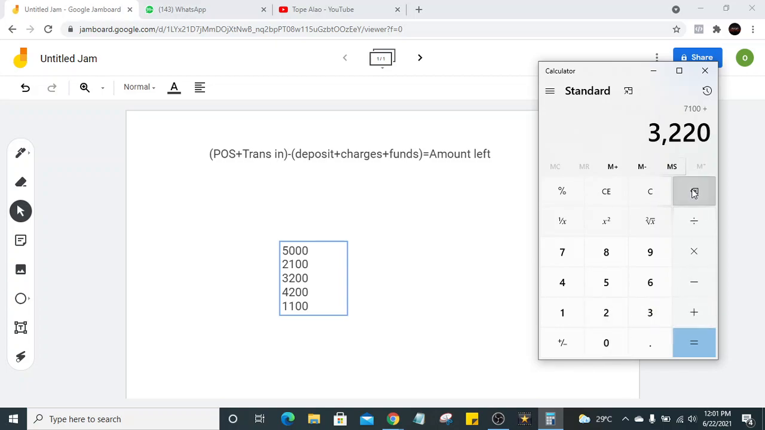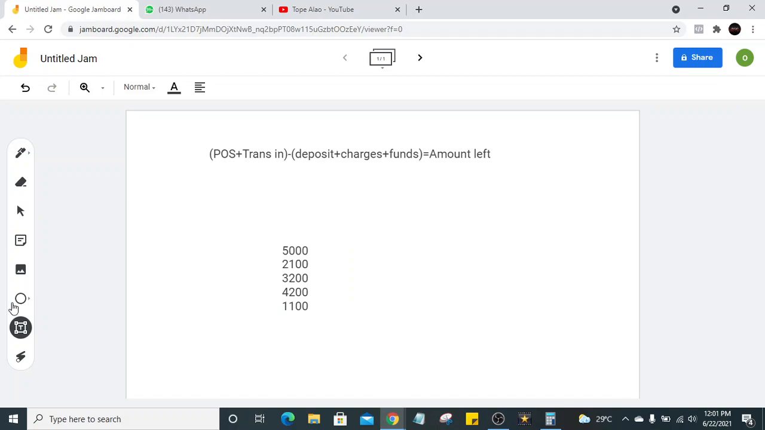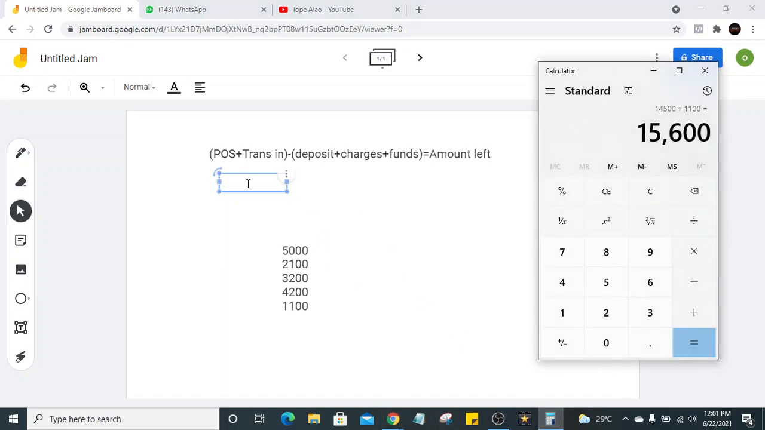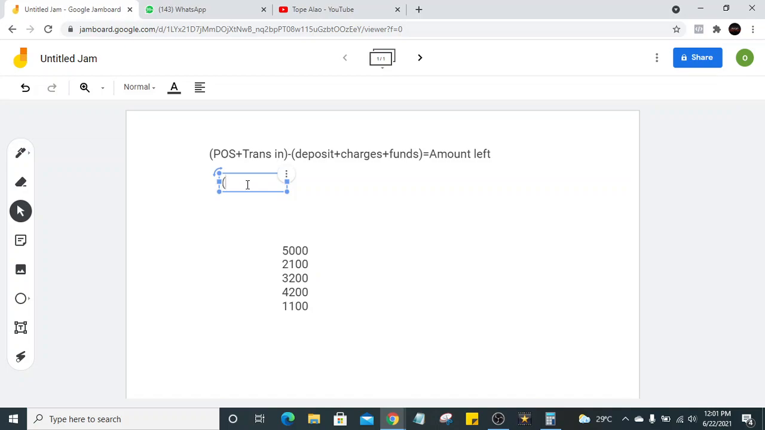So this is 3,200, then plus 4,002 plus 1. So the total, okay, let's equal. So the total amount for your POS, okay, let's do another. So now let's type another one down here. So the total amount for withdrawal, let's check. That's 15,600. So let's bring our bracket so that you see what I mean.